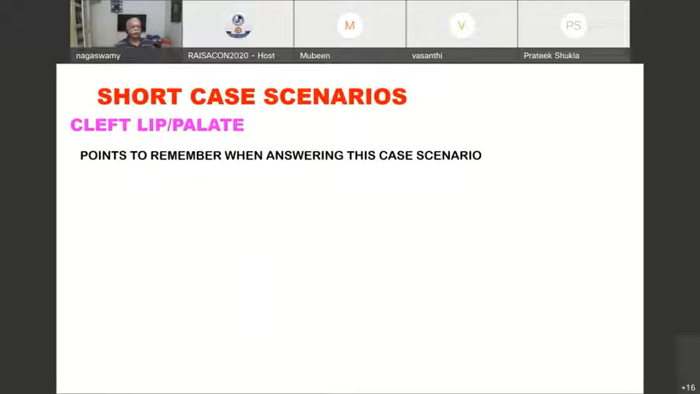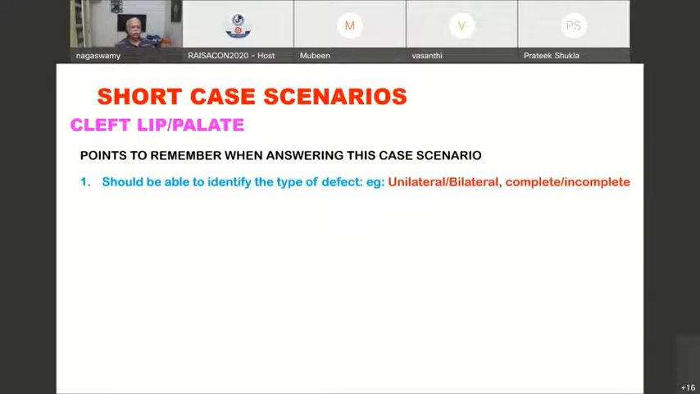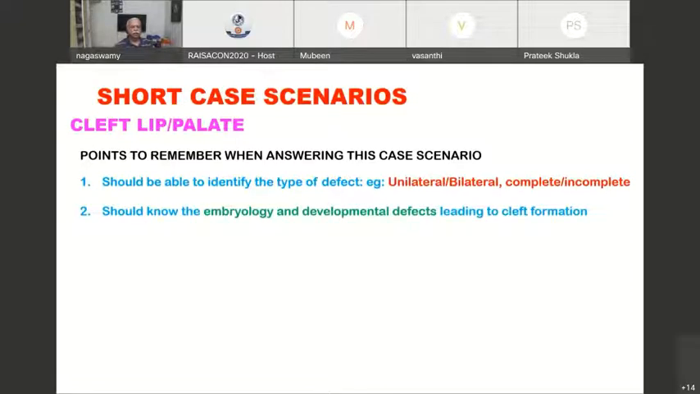So, whenever you get a case like this, cleft lip and palate, first thing what you should be able to do is identify what type of the defect is it, whether it is unilateral, bilateral, complete or incomplete. Then you should know something about the embryology and development of the defects leading to the cleft formation. This is a very, very commonly asked question.